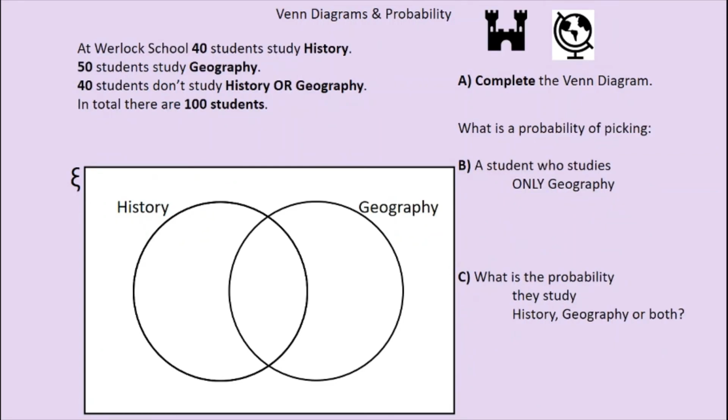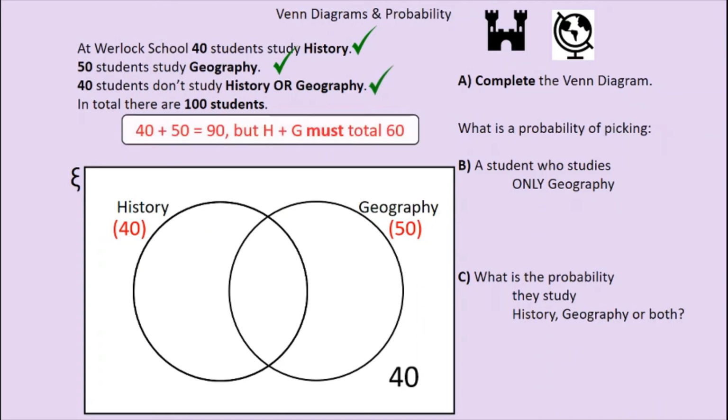Final question. Pause it again, check your Venn diagram before you do the probability. Okay, answers. This bit's a little bit tricky, but we know 40 are on the outside here. Okay, so we've got 40 students and there are a total of 100, which means my circles must be a total of 60.